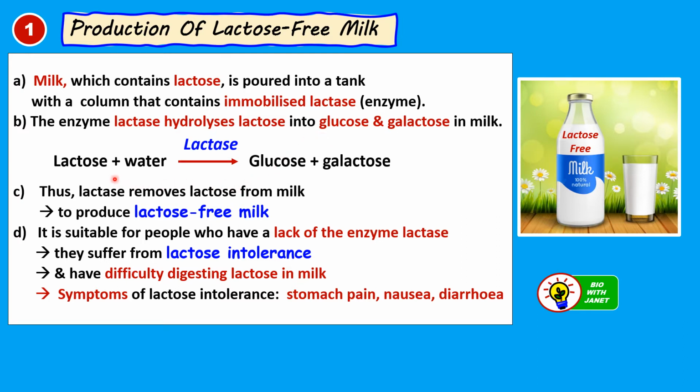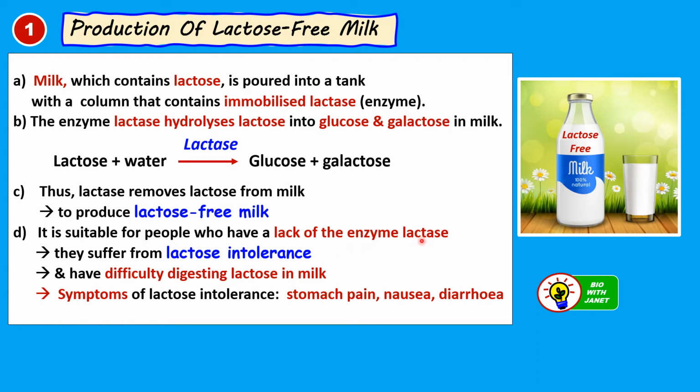So this is the equation. Lactose plus water, with the action of lactase, breaks down to form glucose and galactose. Thus, lactase removes lactose from milk to produce lactose-free milk. And this milk is suitable for people who have a lack of the enzyme lactase in their digestive system.